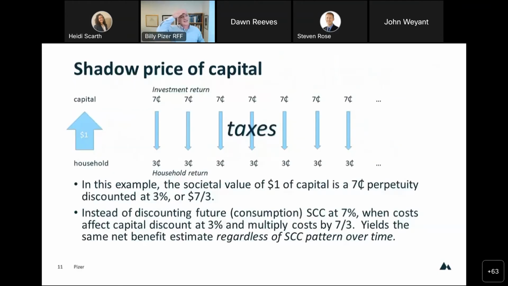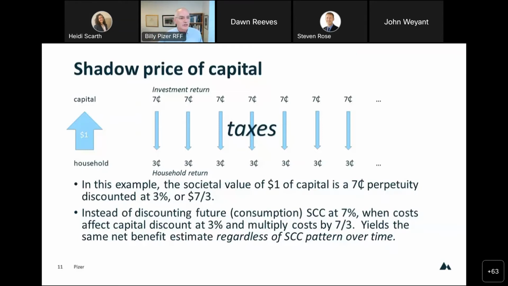And the idea is to recognize that we could get rid of this whole problem just by recognizing that a piece of capital is actually worth, in this particular example, 7/3 as much as $1 of investment, because at least if it goes on forever, it gives you this perpetuity of 7% return that you actually value your discounting at 3%. So all that stream of future returns is actually worth 7/3 of a dollar, versus a dollar you might have of consumption. Now, it turns out that the actual shadow price is going to depend on the pattern of capital returns, which are typically not a perpetuity, but they don't depend on the pattern of the social costs of the climate damages that you're discounting.